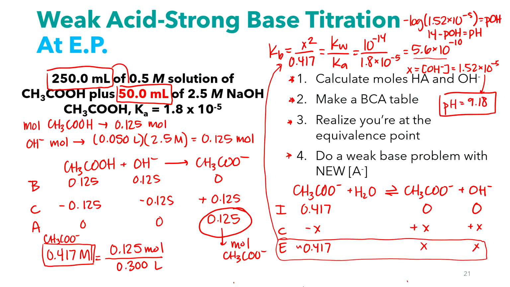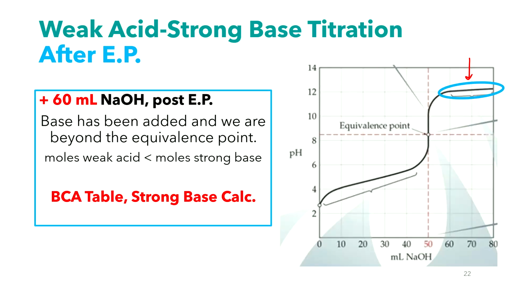But now we're going to do our last point on the titration curve. It's beyond the EP, all right? So now we're just dumping in excess OH minus. So this is also not too bad of a question. It's a BCA table followed by a strong base calculation.